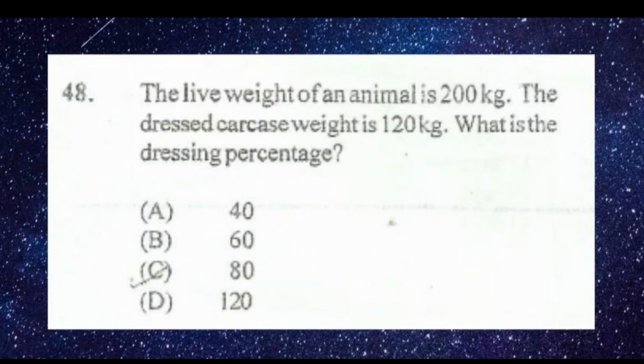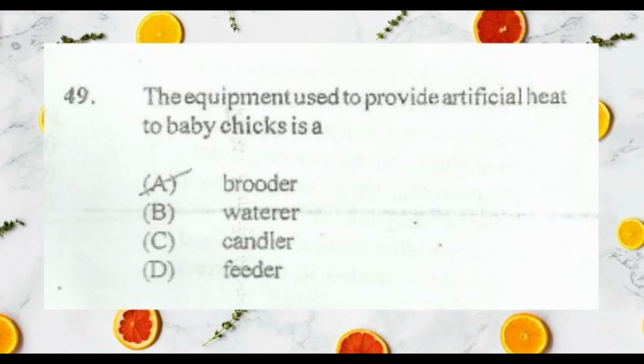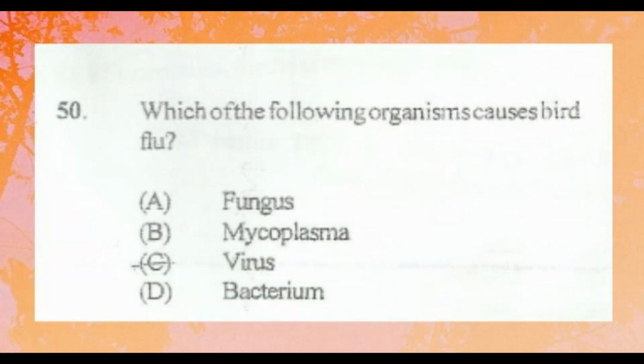Question number 49. The equipment used to provide artificial heat to baby chicks is A. Brooder, B. Waterer, C. Candler, D. Feeder. The answer is A. Brooder. Question number 50. Which of the following organisms causes bird flu? A. Fungus, B. Mycoplasma, C. Virus, D. Bacterium. The answer is C.